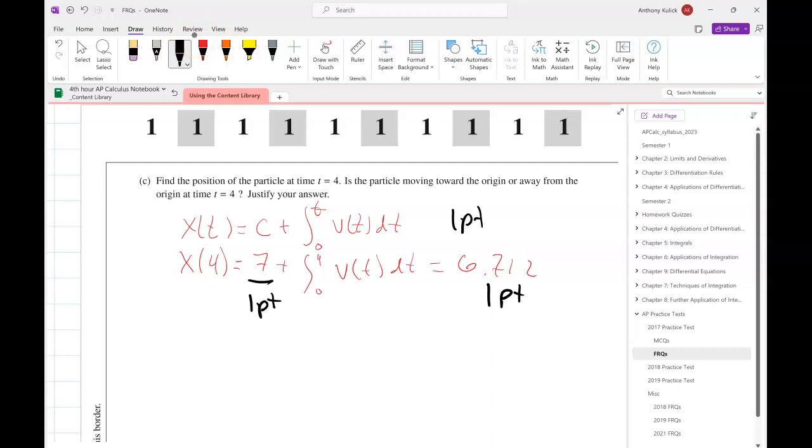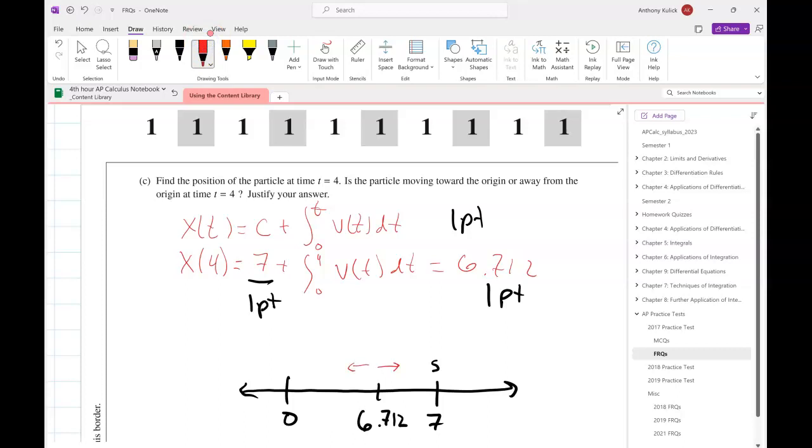The fourth point is going to be deciding, is this moving away or toward the origin? So let's think about what's happening. So the origin's here. We started here at 7. And then we end up here at 6.712. So depending if the particle is now moving forward, we're going away, or if it's moving backwards, we're going towards.